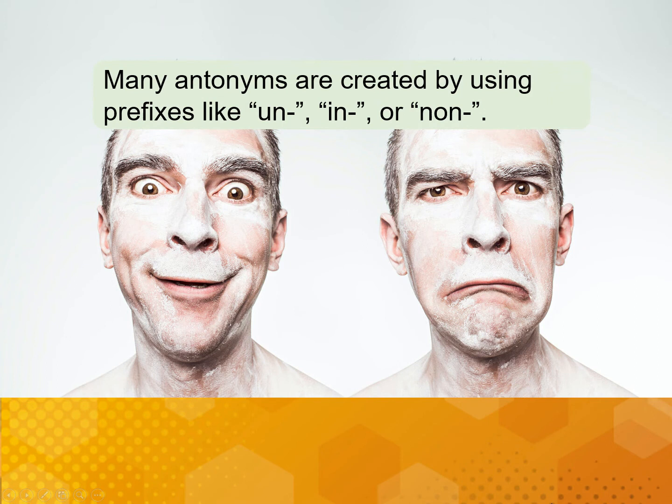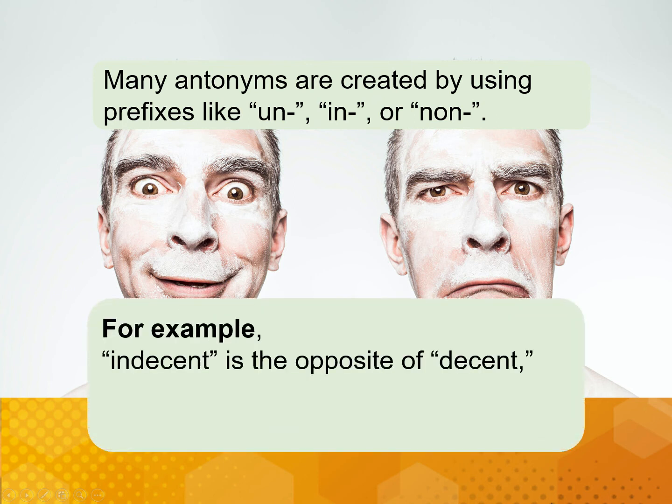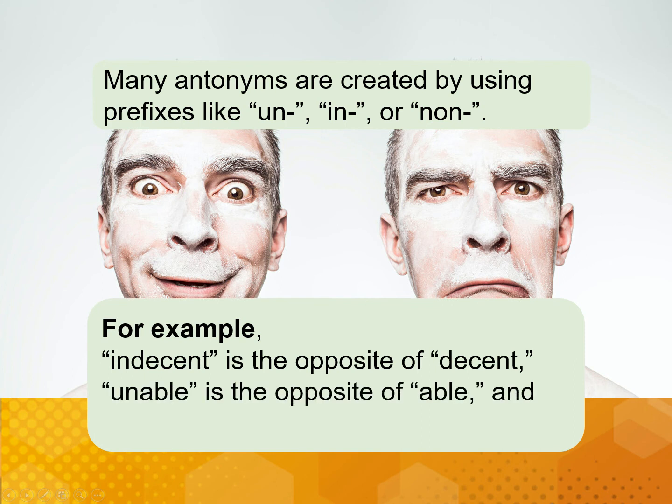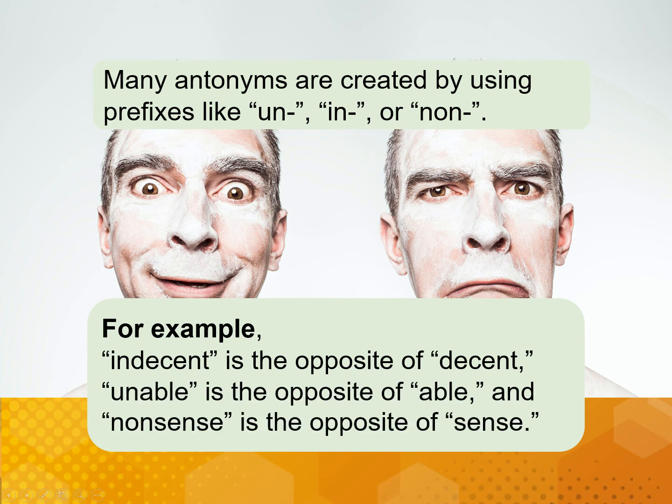Many antonyms are created by using prefixes like un, in, or non. For example, indecent is the opposite of decent, unable is the opposite of able, and nonsense is the opposite of sense.